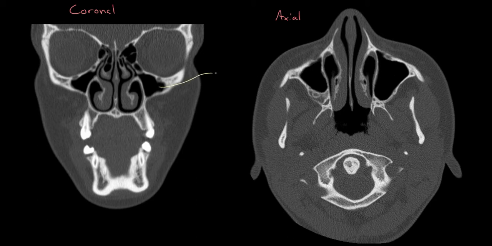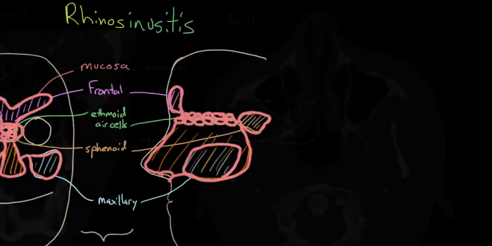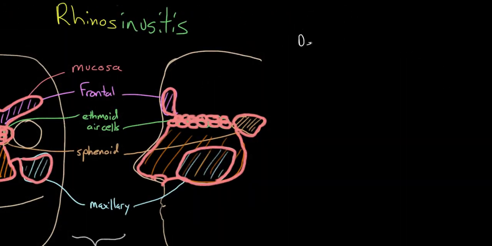So just like in our cartoon drawing, we have the maxillary sinuses here under your eyes, we have the ethmoid air cells, we have the nasal cavity, and on our axial image here you can see the maxillary sinuses here and the nasal cavity here, and the nasal cavity extends all the way forward, so you can see it going out towards the patient's nose. So we'll go back to our cartoon, and now that we have a good grasp of the anatomy involved, we can talk about what exactly rhinosinusitis is.